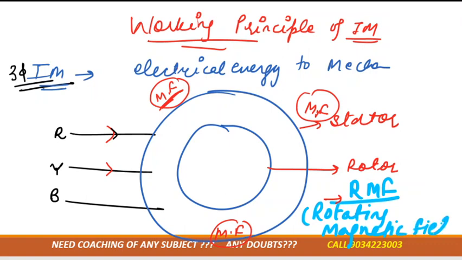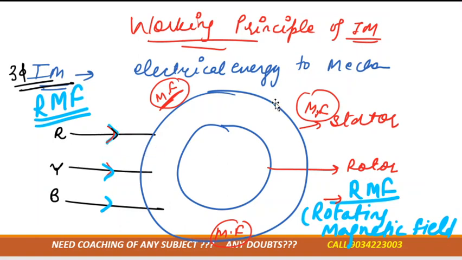Rotating magnetic field. Okay, understood? Now, basically this induction motor works on RMF only, the rotating magnetic field. Why do we have a rotating magnetic field? Because we are giving three-phase supply to the stator. If we do not give three-phase supply to the stator, then no RMF will be generated. Clear this thing? Any doubt up to here?